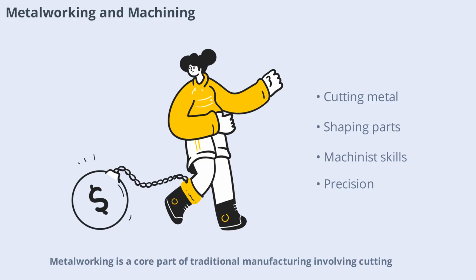Metalworking is a core part of traditional manufacturing, involving cutting, shaping, and assembling metal parts. Skilled machinists use lathes, drills, and presses to create components for everything from tools to vehicles. Precision and experience are crucial in this demanding field.